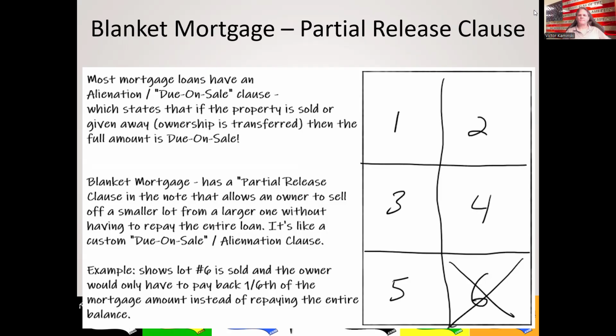Okay. We do not have any other name for blanket mortgage, right? No, it's just a blanket mortgage. Partial release with partial release clause. Okay. You could get a question on the exam. What sort of mortgage loan has a partial release clause that says that when you sell off a smaller lot off of a larger one, you only have to pay back part of it? That would be a blanket mortgage. Or they could ask it other ways as well.